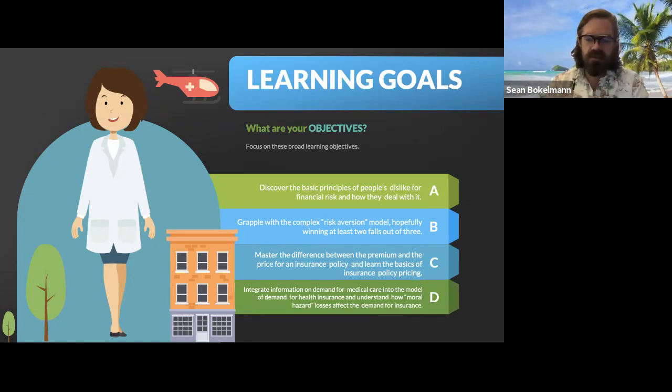Then once we understand how pricing works for insurance policies, we want to be able to integrate information on demand for medical care into the model of demand for health insurance, because we can't really separate these two demands, even though they seem like they might be separate. They're integrated, right? And we also want to understand how this thing called moral hazard affects the demand for insurance.